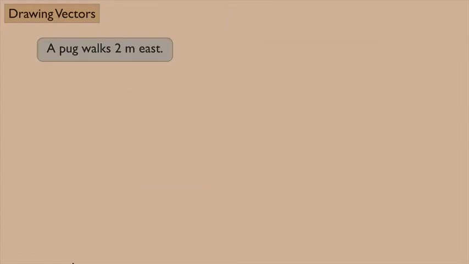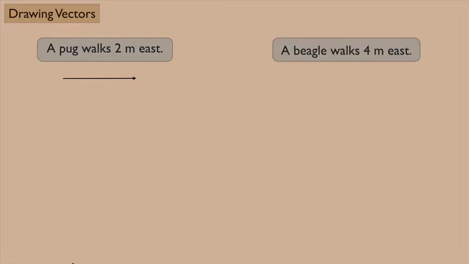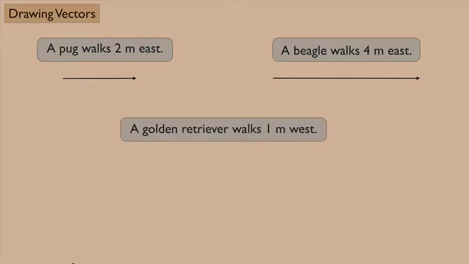Now for my pug that walked 2 meters east, obviously I didn't draw an arrow 2 meters long. I just drew an arrow of reasonable length, and then when I had the beagle walking 4 meters east, I made sure to make the beagle's arrow twice as long. In other words, I just want to keep things in check proportionally. For example, suppose I have a golden retriever walking 1 meter west. Well, then I'm going to have it point to the left, and I'm going to have it be half as long as the pug's arrow, and a fourth as long as the beagle's arrow.